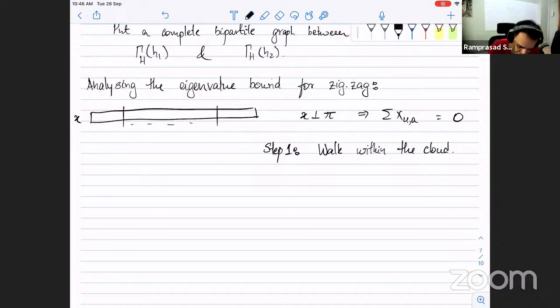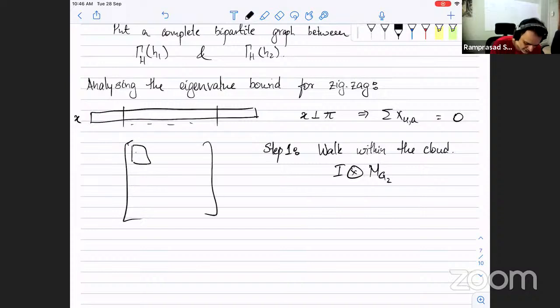So what you end up with is what is called I tensor MG2. That is, you don't change your cloud at all. If you think of what the random walk matrix looks like, it's a big block matrix with MG2, and so on, till MG2. This is what is going to happen. Is this part clear?